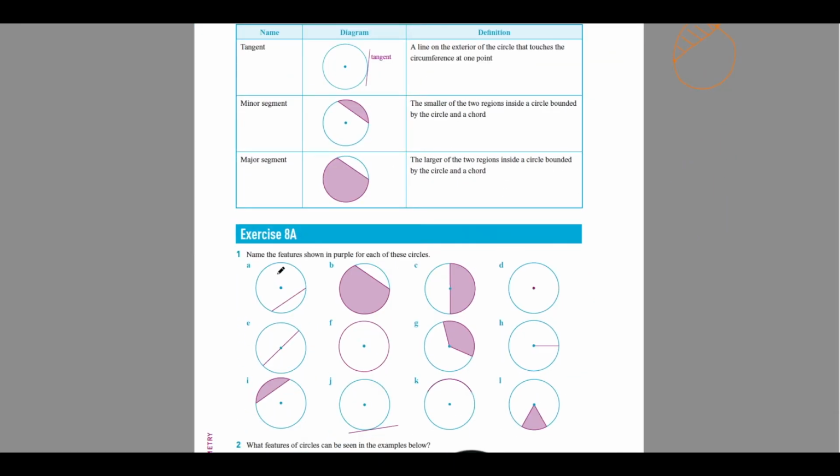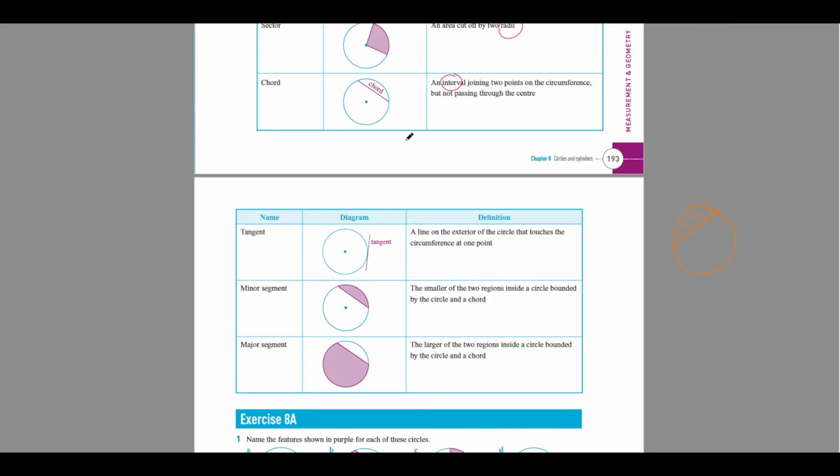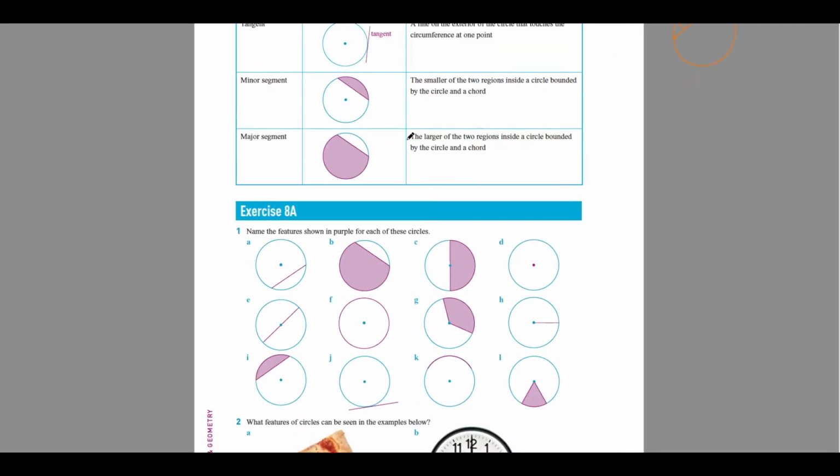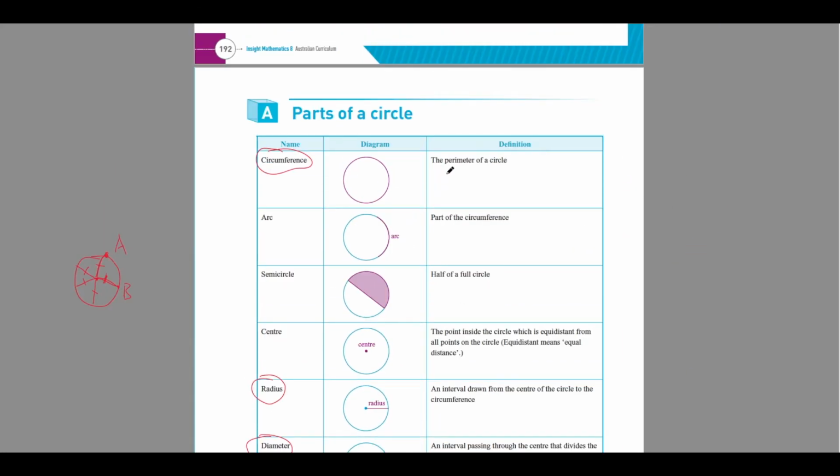Now, the first question will just test you on these definitions. So let me just go through some quickly. So D. What is this point? Well, that's called the center, right? And what is F? Well, F is drawn on the perimeter. So what's the perimeter of a circle? It has a special word for it. It's called a circumference, right?